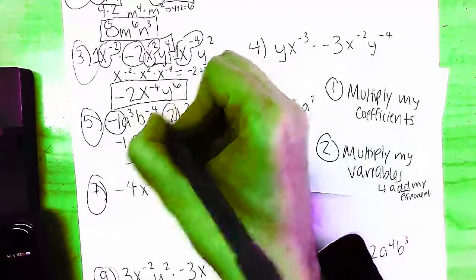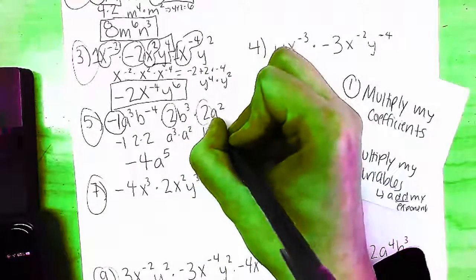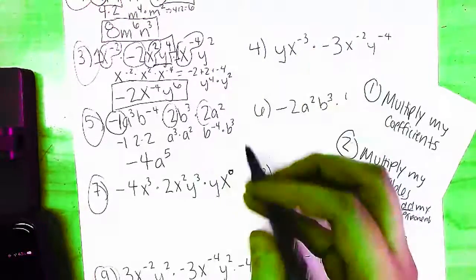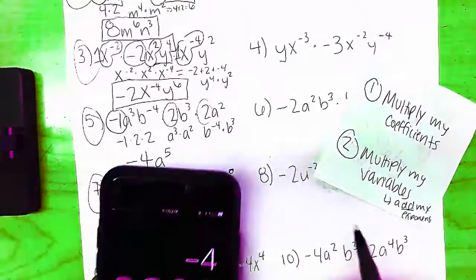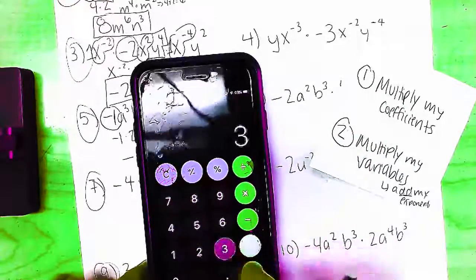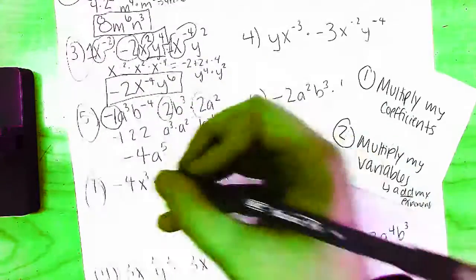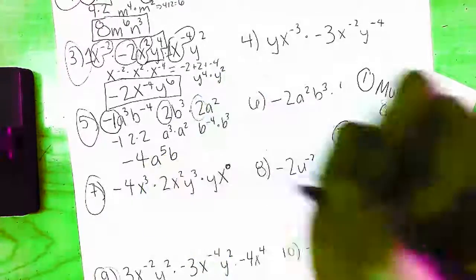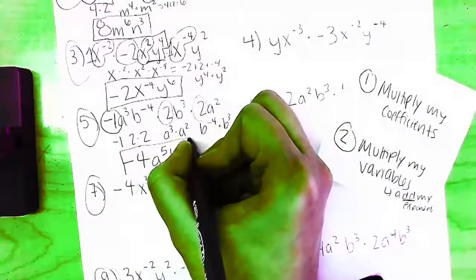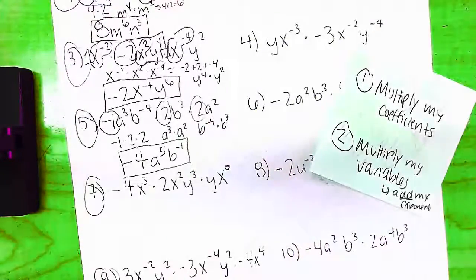Lastly, I see my b's. I have a b to the negative 4 times, I see another b over here, b to the third. Remember, I add my exponents, so I'm going to do a negative 4. How convenient. Negative 4 plus 3 gives me a negative 1. So I have negative 4 times a to the fifth times b to the negative 1. That is my final answer.